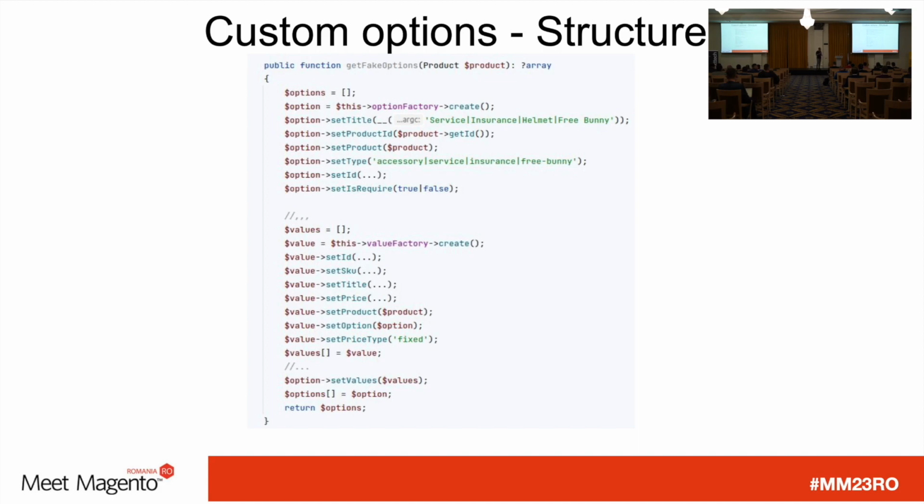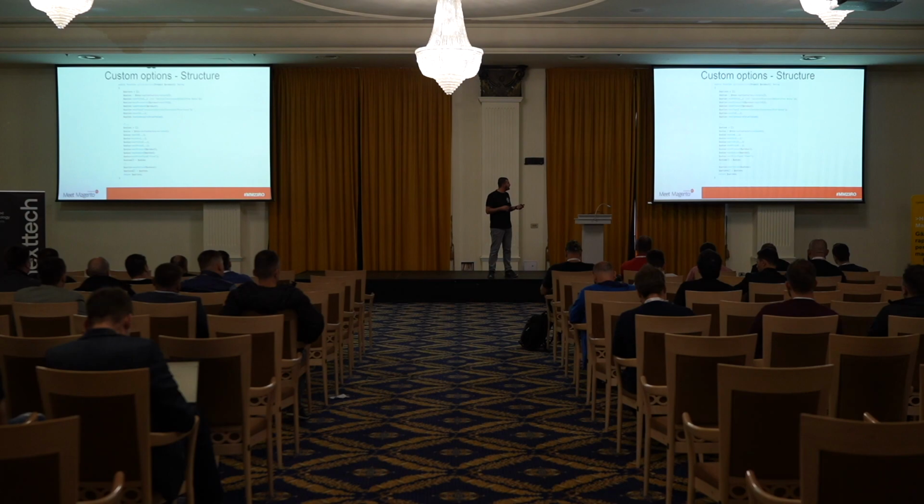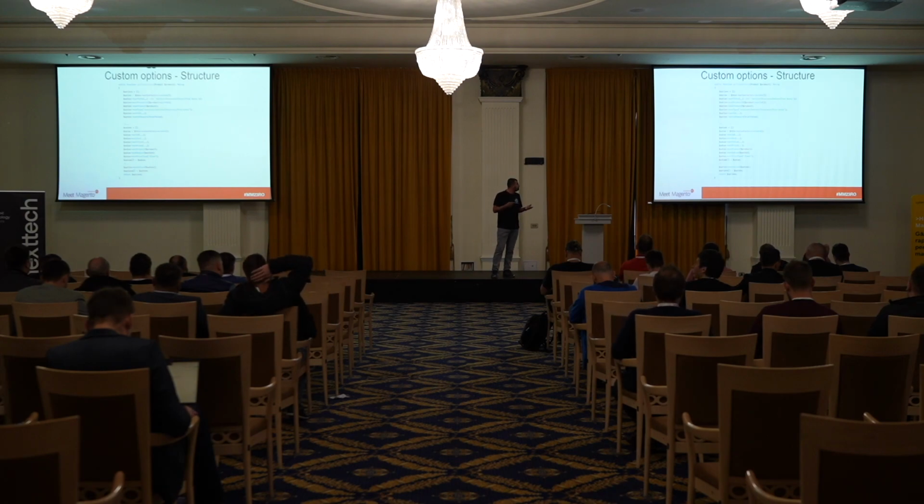For an option, you need to set a title, attach it to a product, and set a type. This is really important, I'll come back to it later. You need to set an ID, and whether it's required or not. And if that option has different values, like a drop-down or radio buttons, you need to add values, which again follow a simple structure: an ID, an SKU, title, a price, anything, and that's it. And it actually works.